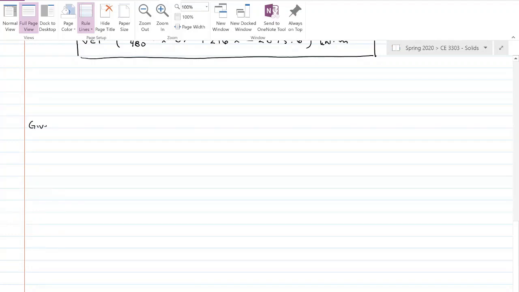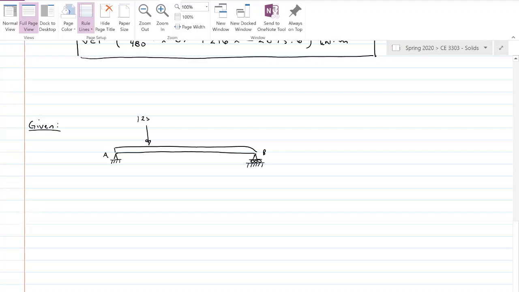My next example is going to be a simply supported beam with the pin over here at A and a roller over here at B. And I'm going to put a point load over here of 125 kilonewtons. And I've got 3 meters to the point load and 9 meters to roller B from the point load.